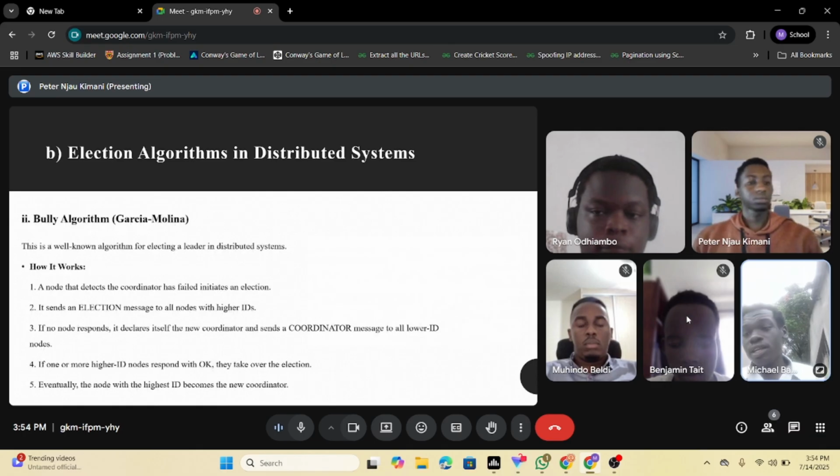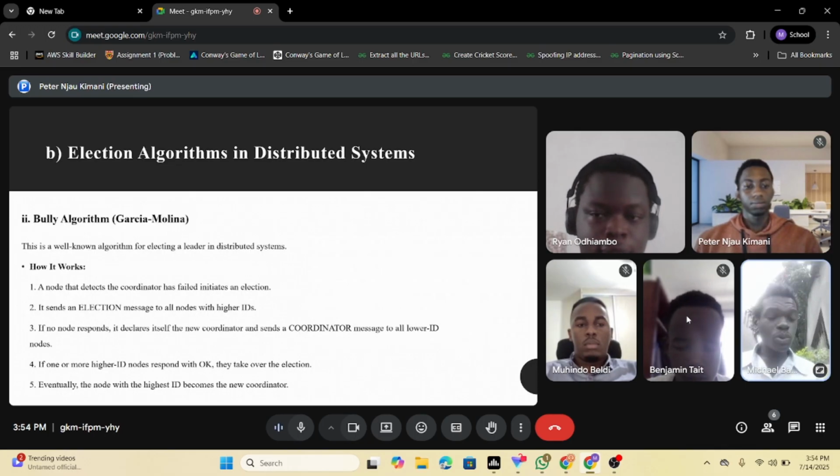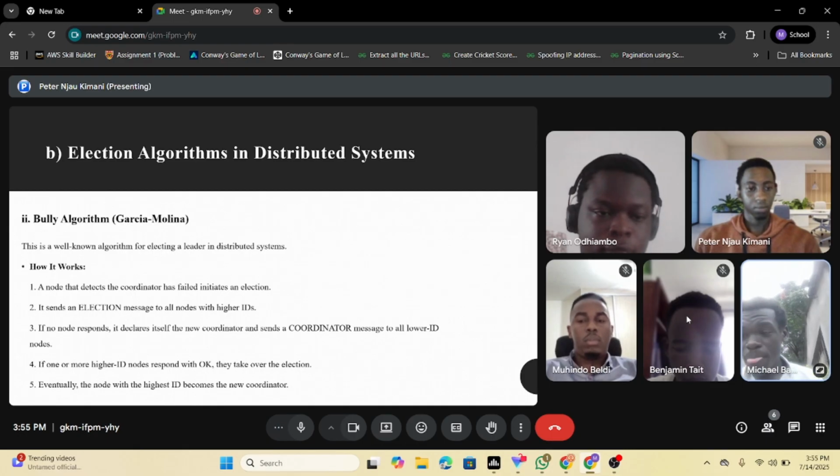Now, we have the Bully algorithm. This is a well-known algorithm for electing a leader in a distributed system. How does it work? A node that detects the coordinator has failed initiates an election. Remember we said one of the assumptions is that any node can initiate an election. So here we must have, number one, a node that detects the coordinator has failed. The coordinator basically is the leader. And then it initiates an election.